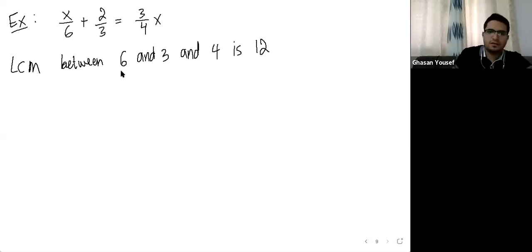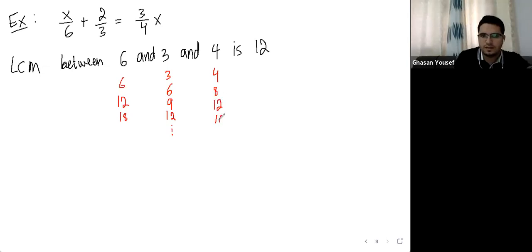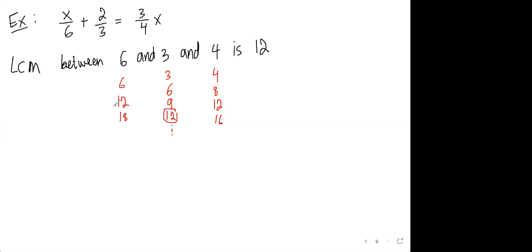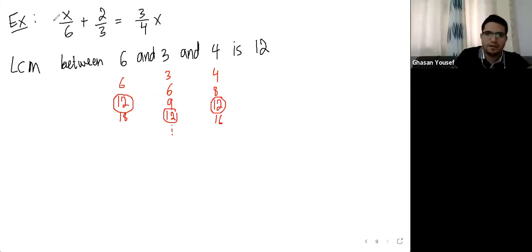Why? Because here the 6, if I multiply it by 1, gives me 6, by 2 gives me 12, by 3 gives me 18. Same thing here, 3, 6, 9, 12, and so on. Here 4, 8, 12, and 16. So the least common multiple is the number 12, because the 12 here is the same as the 12 here and the 12 here. So you're multiplying everything, all the fractions, by 12.